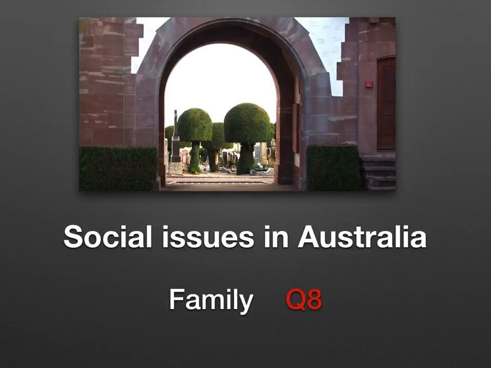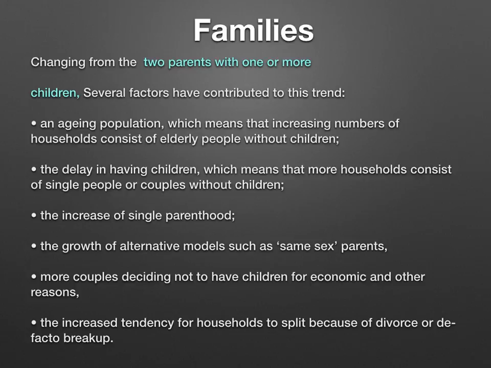So when we look at social issues in Australia, we see that lots of policies are built around the idea of family as a man, woman and children. We are changing from that. Several factors have contributed to that trend. These include an ageing population, the delay in having children, and that's very often economically driven, the increase of single parents, the growth of alternative models such as same-sex parents, more couples deciding not to have children, and the increased tendency for households to be split because of divorce or de facto breakup.